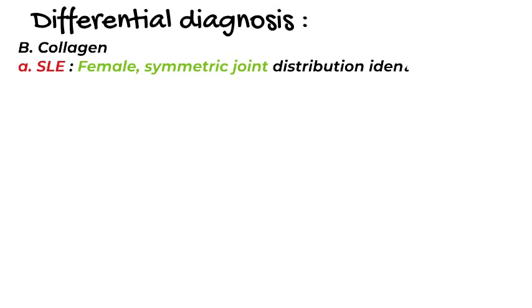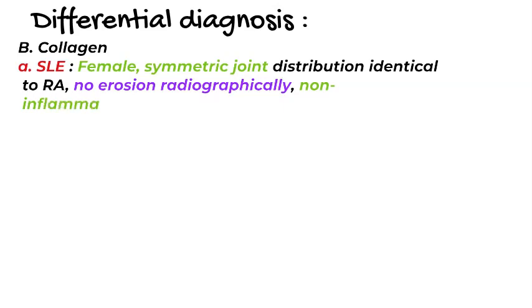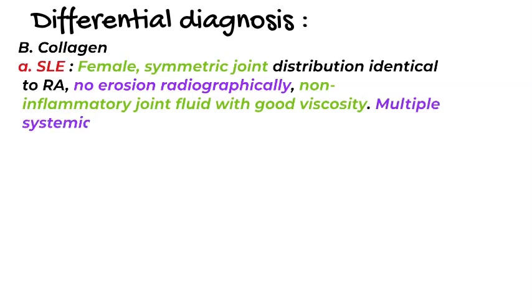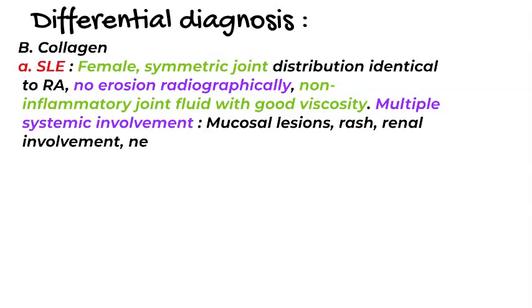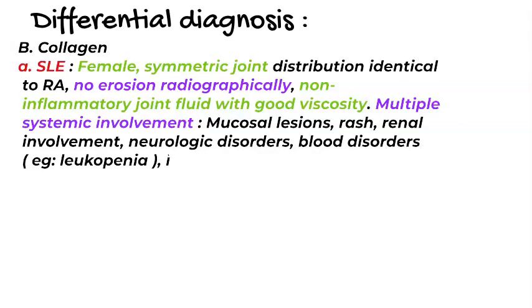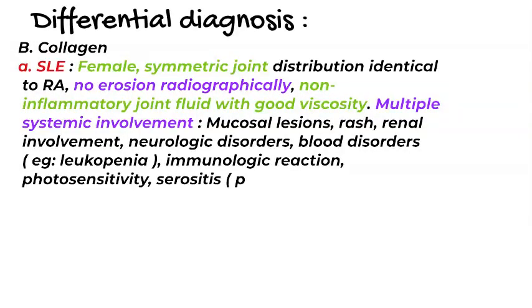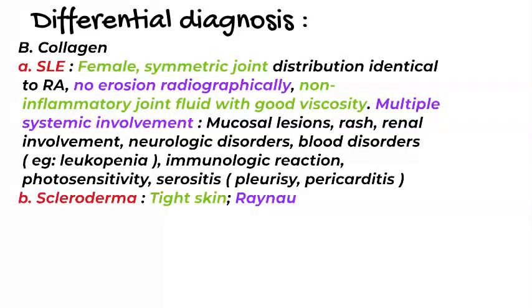B. Collagen vascular diseases. A. Systemic lupus erythematosus, SLE. In females, symmetric joint distribution, identical to rheumatoid arthritis, no erosion radiographically, non-inflammatory joint fluid with good viscosity. Multiple systemic involvement: mucosal lesion, rash, renal involvement, neurologic disorders, blood disorders, for example leukopenia, immunologic reaction, photosensitivity, serositis, that means pleurisy or pericarditis.